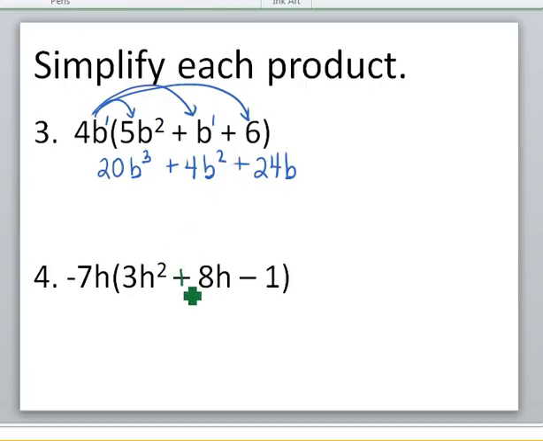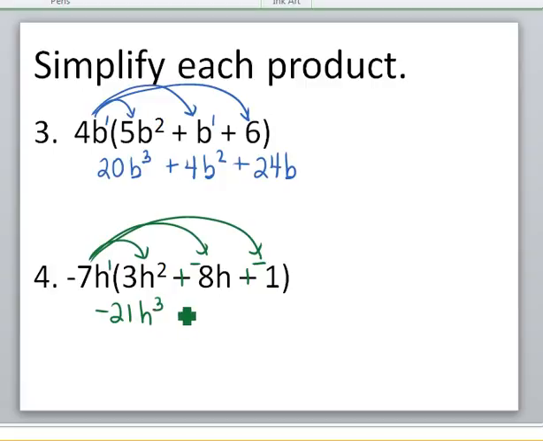On the next problem, I'm going to go ahead and change my signs to plus the opposite before I begin. And then I will be distributing this to each of the terms. -7 times 3 is -21. This is h to the first, so I have h to the first times h to the second. So I end up with h to the third. Plus -7 times -8 is positive 56. H to the first times h to the first is h to the second. That's 1 plus 1. Plus -7 times -1 is positive 7. Carry my h through.